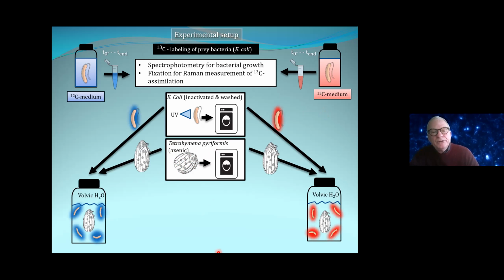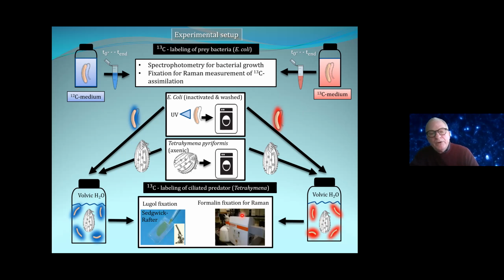So we introduce one set of incubations where it's isotopically light prey, and one set of incubations with isotopically heavy prey. And then through time, we measure grazing rates by disappearance of the prey. We do cell counts, and we do Raman analysis.